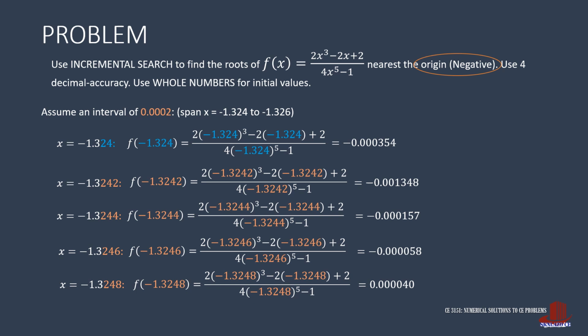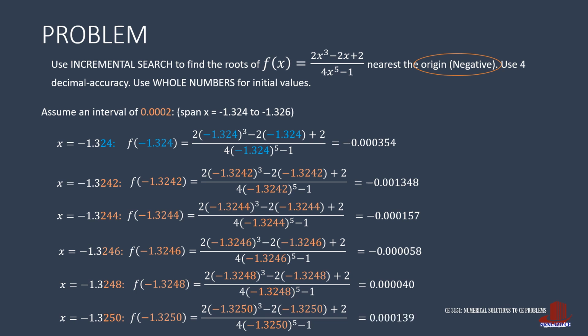The next plugs in negative 1.3248 into the function, so the result is 0.000040. There are many zeros in f of x now, but let's validate our hypothesis. Work on another interval, making 2 of negative 1.325 cubed minus 2 times negative 1.325 plus 2 all upon 4 times negative 1.325 raised to 5 minus 1. This gives 0.000139. As observed, the result shows a larger gap, so we stick with the previous iterations.